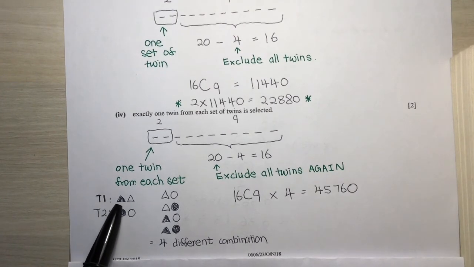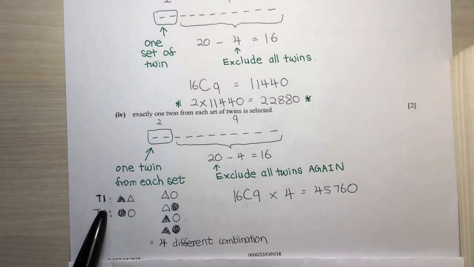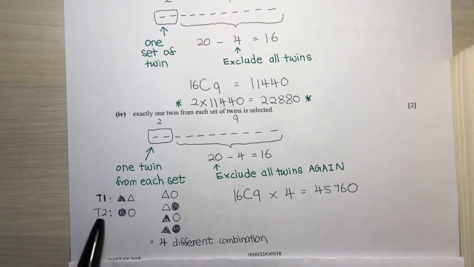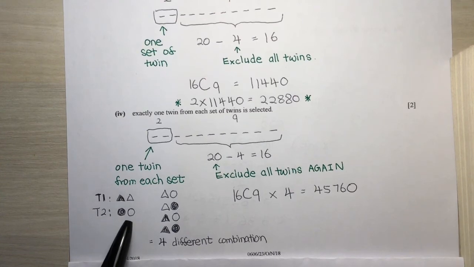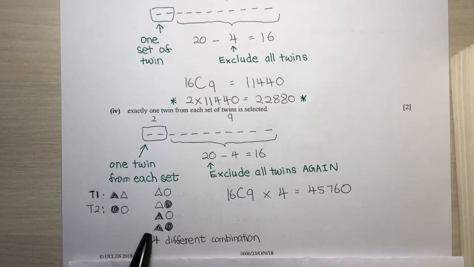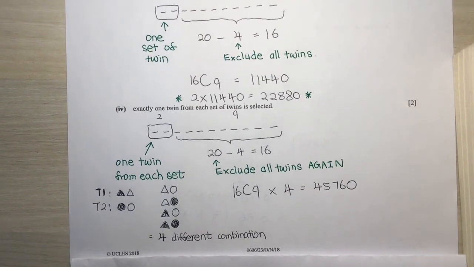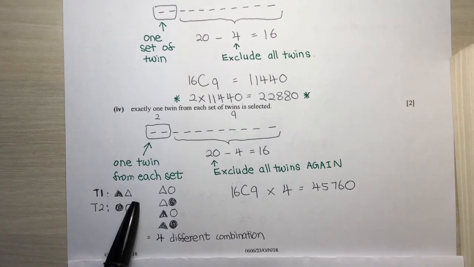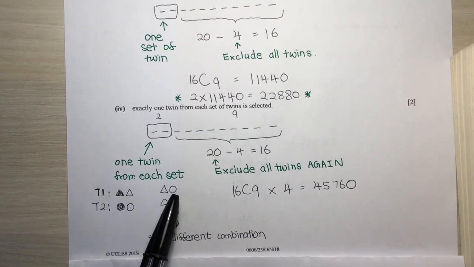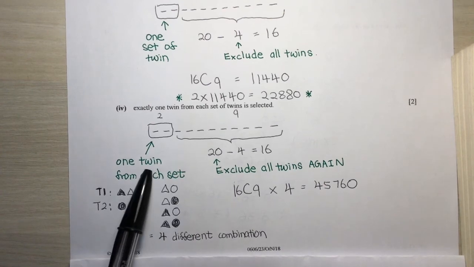So you can have one of the twins from T1, twins 1, pair with any one of the twins from twins 2. Here I represent them using different shapes. So there are 4 different cases for us to consider. You may draw it out during the exam, where one of the twins in T1 will pair with the other one from T2. So these are the 4 possible combinations over here.